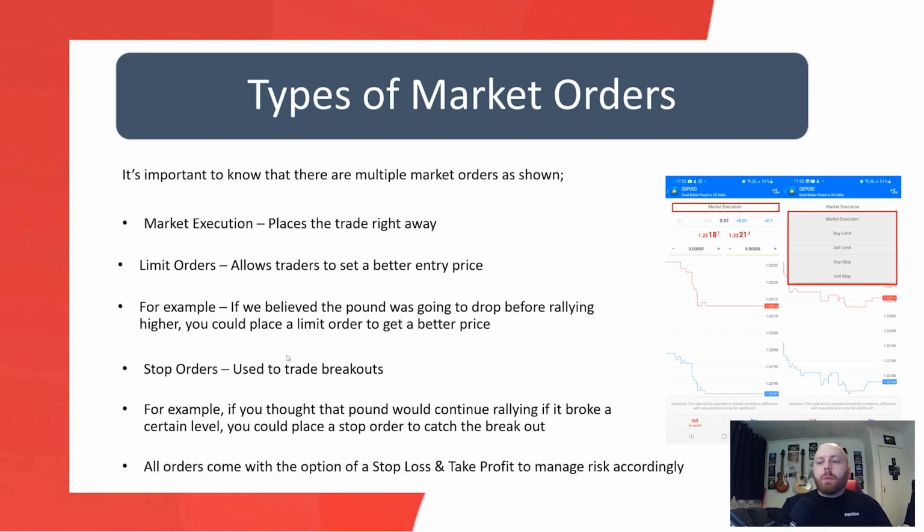So all orders come with the option of a stop loss and take profit to manage risk accordingly. A stop loss basically just means if the trade goes against you by this amount, you want to cut the trade out, so you limit your losses. And a take profit means if it gets to this certain point, I want you to take my money and run. So like I said, when we start placing these orders, when we start going through some of the strategies, it's going to make a lot of sense.